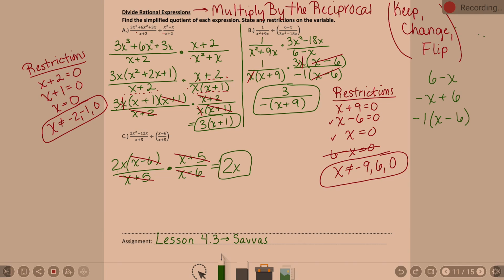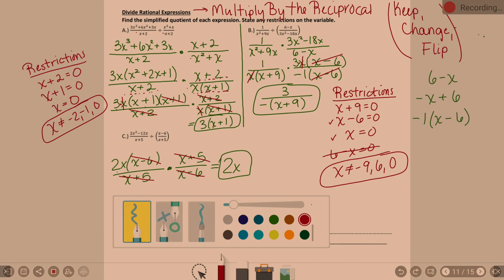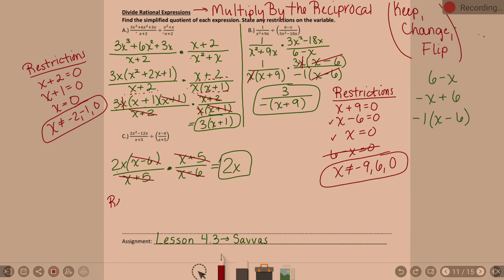In terms of restrictions, it's the denominators, which were only the x plus 5 and x minus 6, because that 2x was never in the denominator, was it? So x cannot equal negative 5 and 6. We should have saved one of the hard problems for our last one, so we didn't have room.